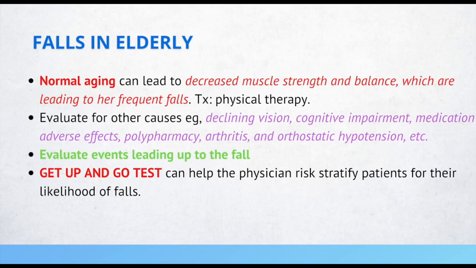Look for other possible causes. You also need to evaluate events leading up to the fall. Like, did they have any chest pain, arrhythmias? Did they lose consciousness? Just find out what was going on leading up to the fall. The Get Up and Go test can help the physician risk stratify patients for their likelihood of falls.